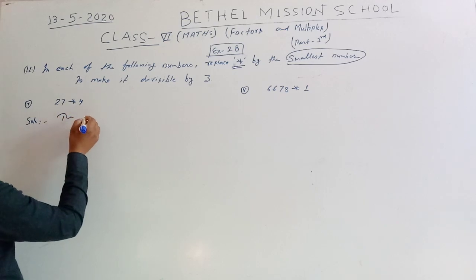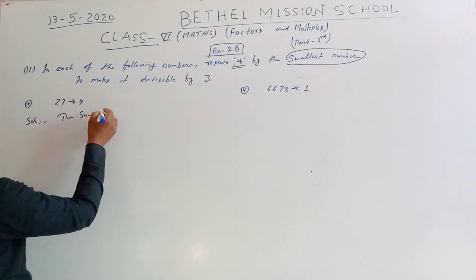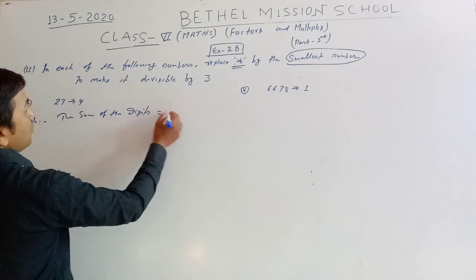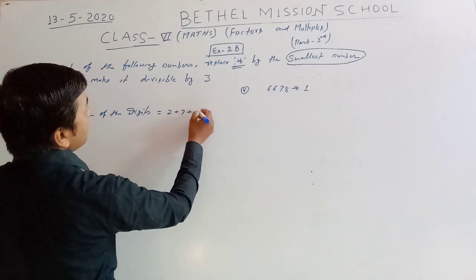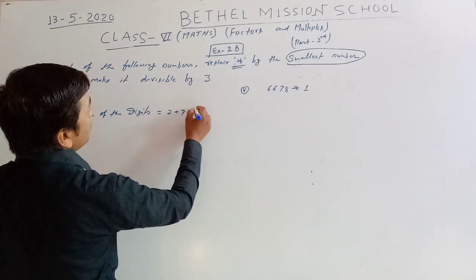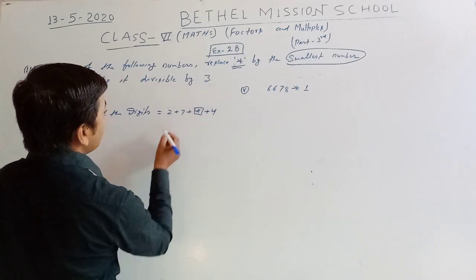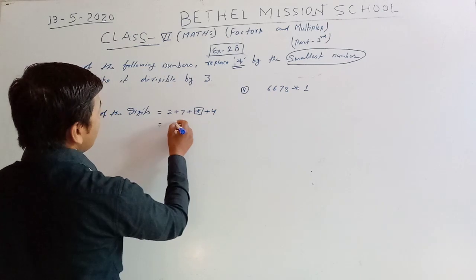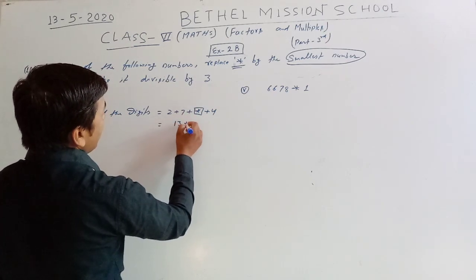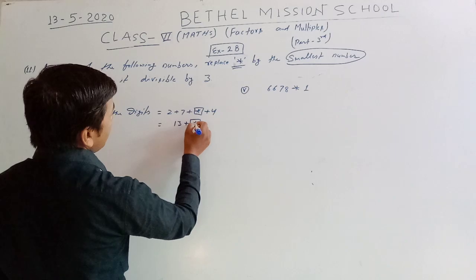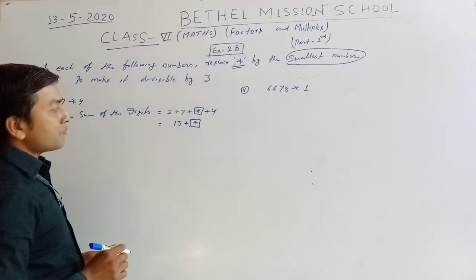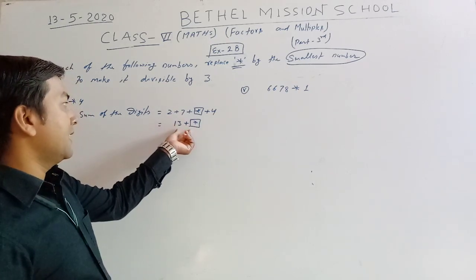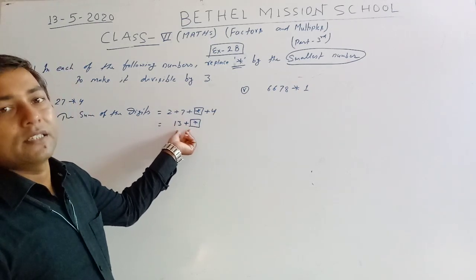For the first number we will find the sum of the digits: 2 plus 7 plus the star, which we have to put, and 4. It means 7 and 2 is 9, and 9 and 4, 13. And in the place of the star you have to choose that particular number which makes it divisible by 3.